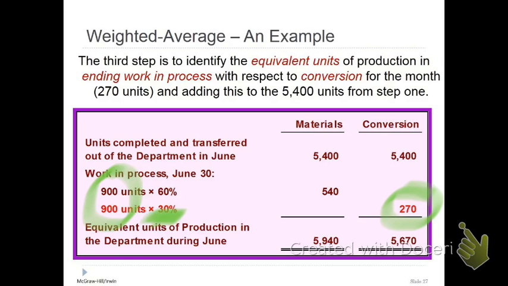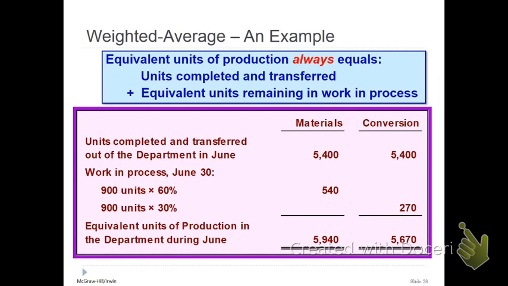Now a quick note, these are in units. These are units of production. It is not costs. Okay, we need to make sure that we keep that straight. So notice, and I already mentioned this, the equivalent units of production always equals the amount transferred out plus the equivalent units remaining in work in process. So those two numbers there are equivalent units of production.